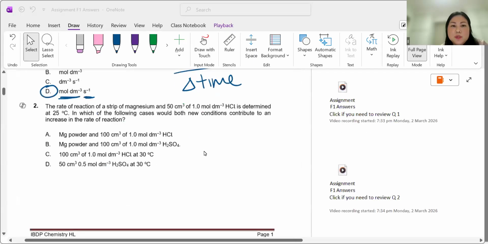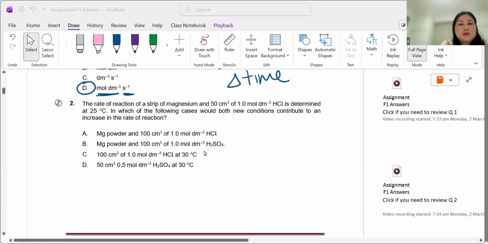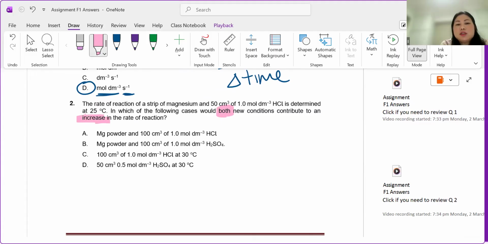Answer for question 2. Question 2, we have a magnesium strip, and this amount of HCl of a concentration of 1 mole per dm cube and 50 cm cube was reacted with a strip of magnesium at 25 degrees. Which of the following will lead to an increase in the rate? So the keyword is both conditions will lead to an increase in the rate.